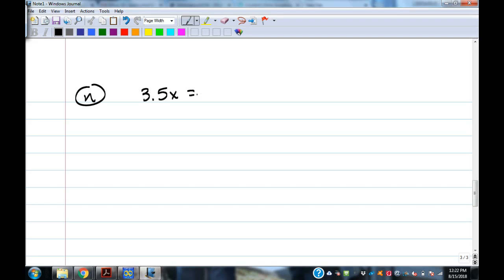3.5x equals negative 0.35. Pretty easy one to start off with. Now, what do I do to solve that? Divide by 3.5. Yeah, the number that's with x is what we're going to divide by.